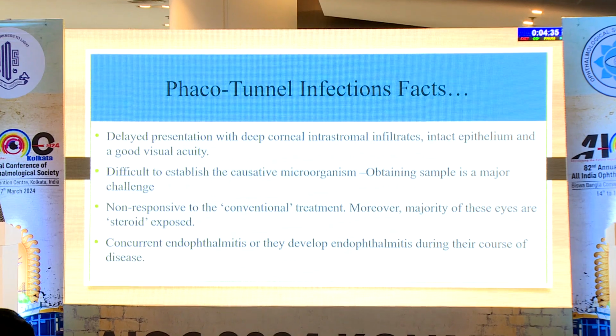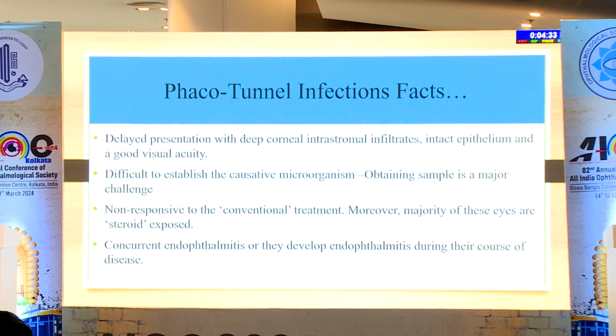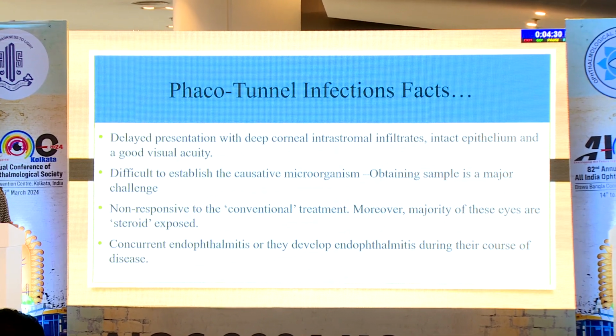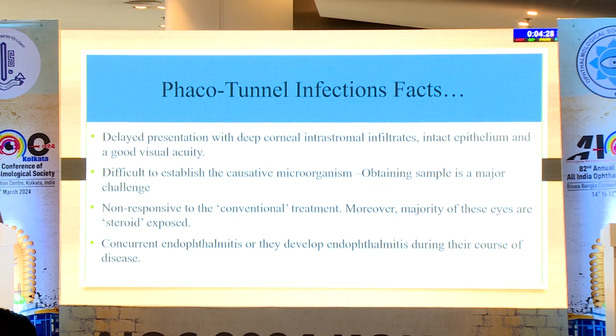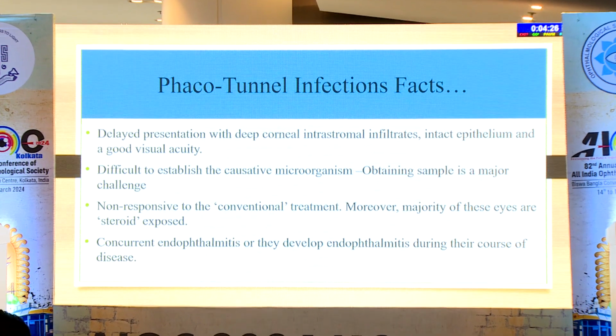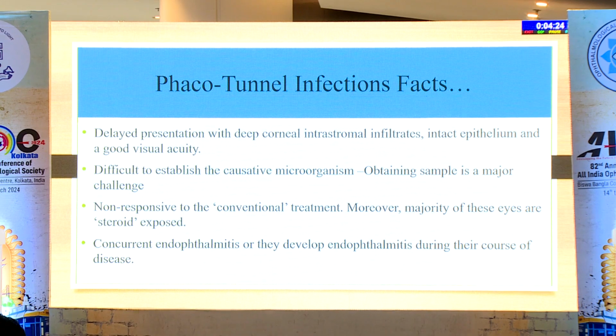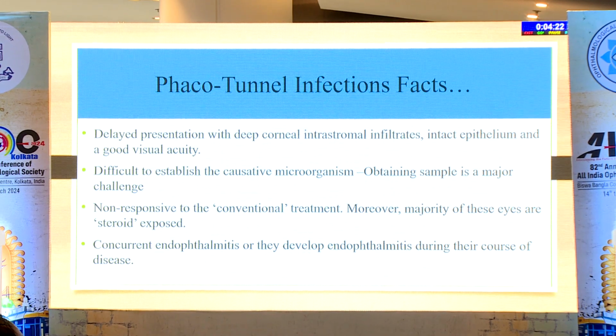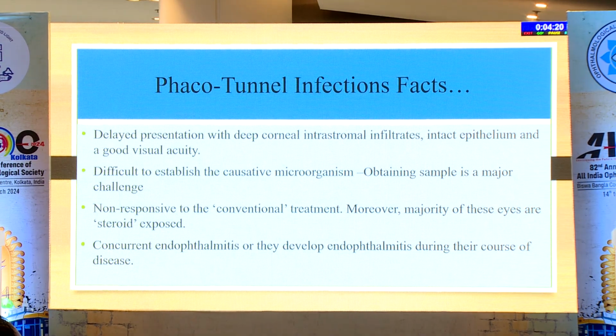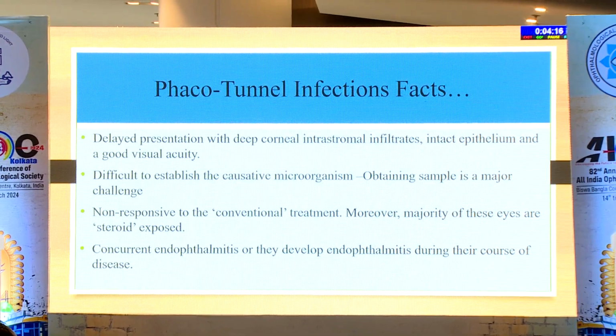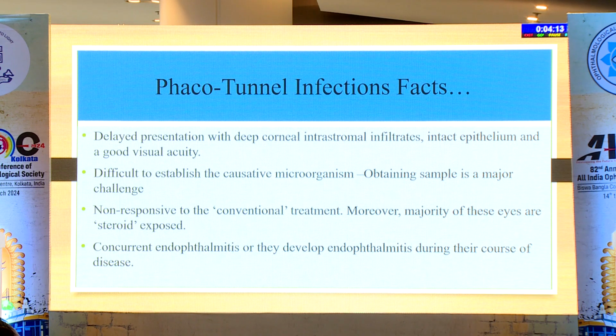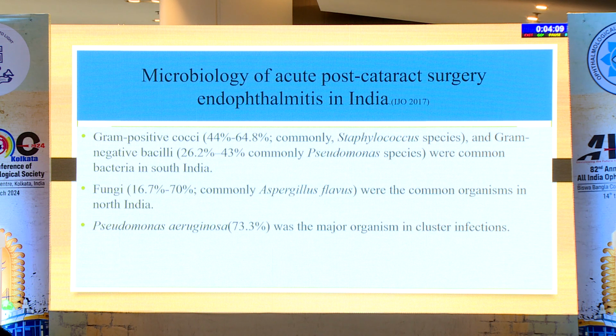So we all know that phaco-tunnel infections have a delayed presentation because of deep corneal intrastromal infiltrates with an intact epithelium and a good visual acuity for a long time. It is very difficult to establish the causative organism because obtaining a sample is a major challenge. Moreover, they are non-responsive to conventional treatment because most of these eyes are steroid exposed. And usually these patients develop concurrent endophthalmitis, or they develop endophthalmitis during the course of the disease.